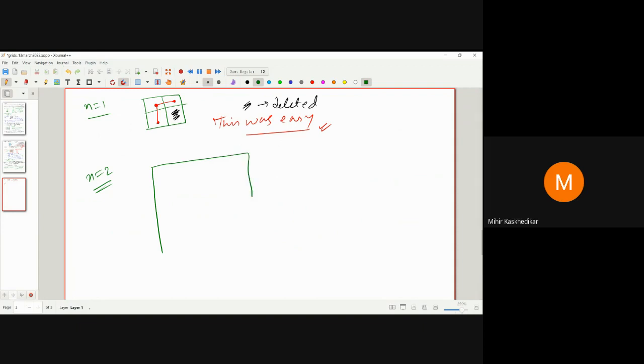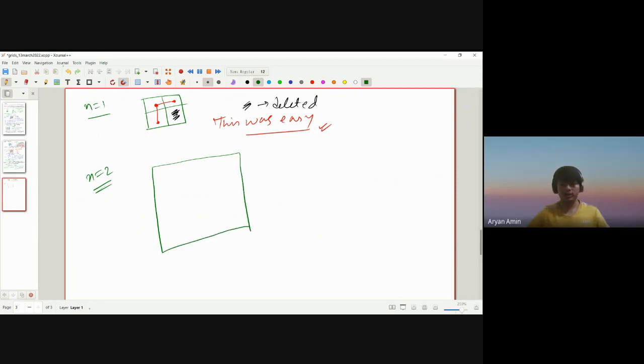The deleted square must belong to one of the four 2 raised to n minus 1 cross 2 raised to n minus 1 grids. Okay, yeah, let's see. One second, I'll just draw. Let me draw the first. This is kind of hard to draw here.